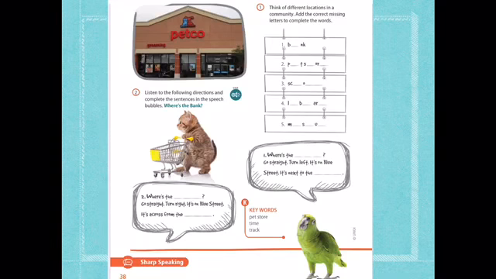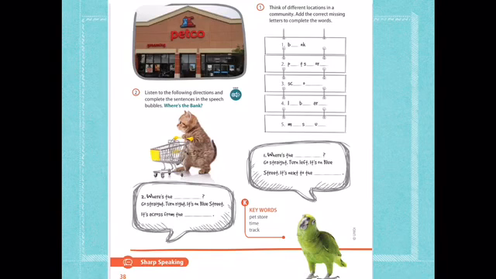Now we're going to check and see this page. This is page 38, and you guys have to think of different locations in a community. Add the correct missing letter to complete the words. Now, from the vocabulary that we have been working with, you guys are going to answer and fill in the blanks with the correct letter to complete the word.